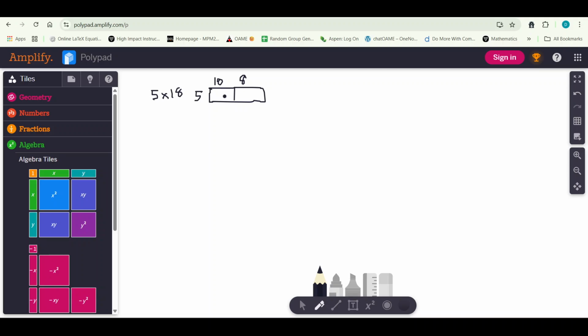And now we're going to find the area of this little box here. So it has dimensions 5 by 10, so we get 50 there. And the other side has a dimension of 5 by 8, which is 40. We add those together and we get that 5 times 18 is equal to 90. I should have left a little more space there.